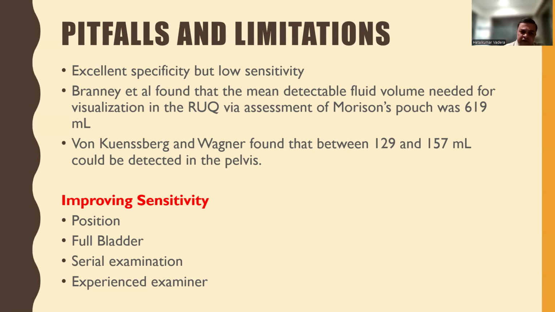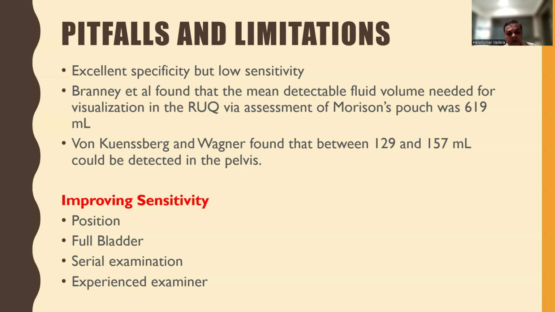So to improve the sensitivity, you can use positioning. As I said, in the right upper quadrant view, you can give a head low or Trendelenburg position, and in the pelvic view, you can give a head up position. You have to look for a full bladder. You don't catheterize the patient till the examination is over, because the bladder will help to see the pelvic view better. Serial examination is recommended if the patient is deteriorating, because there are chances that there is hemoperitoneum which was not detected earlier.